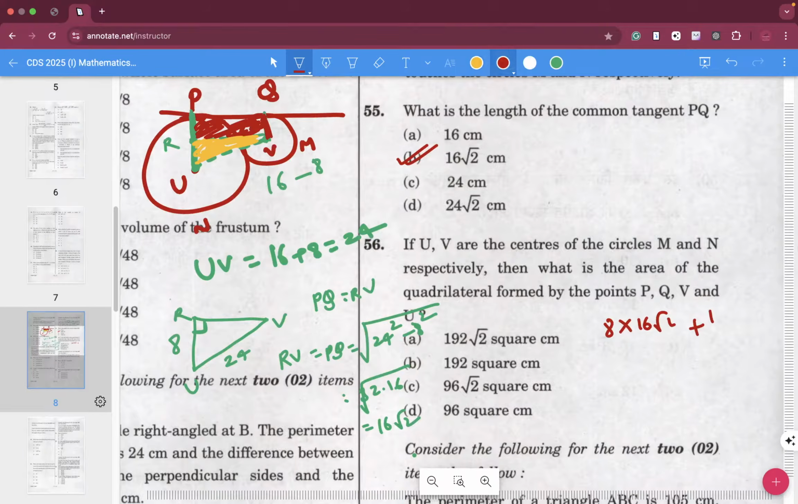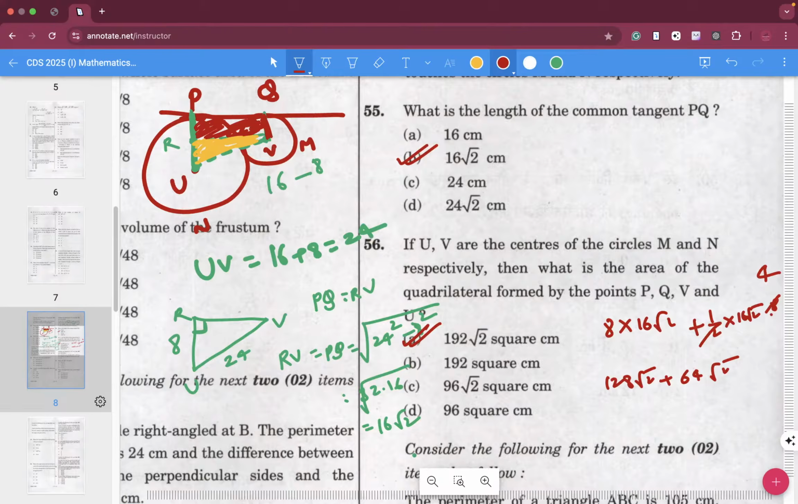What is the area of this particular triangle? Half into base, which is 16 root 2, into height, which is RU. So what is the value of RU? Again, the value of RU is only 8. Now if we solve for this, this one is how much? 128 root 2, plus 64 root 2. If you add these two, you will get 192 root 2. Answer A for this particular question, folks.